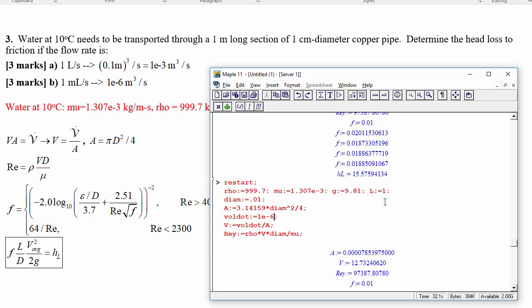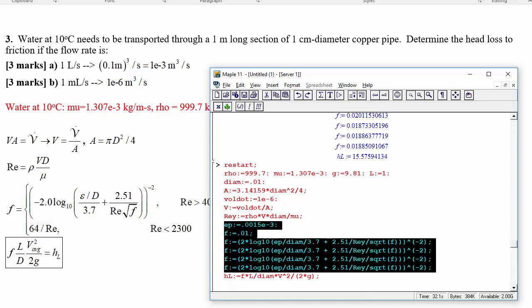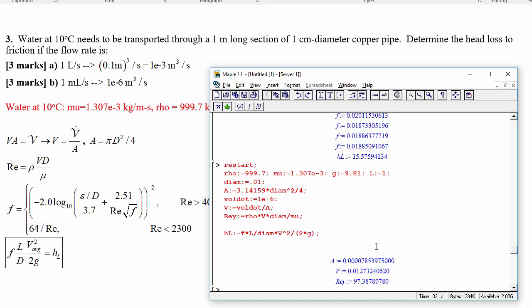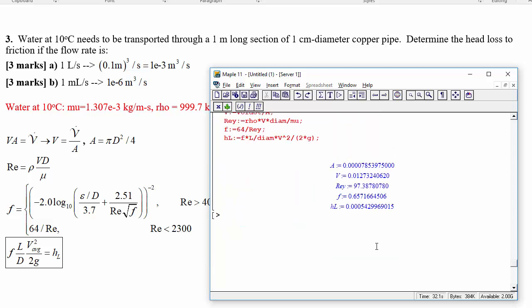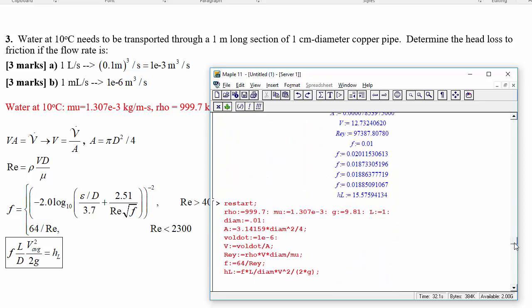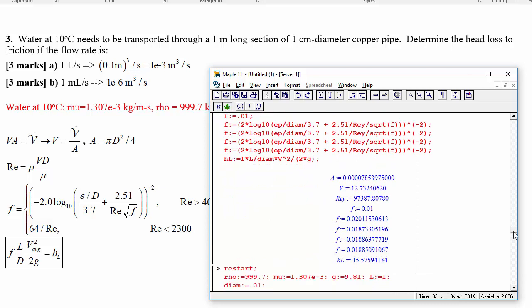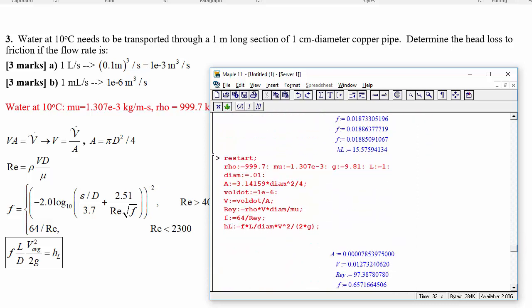Same problem, except now the flow rate is 1e minus 6. So Reynolds number is 97. And that means we're going to change what we wrote before. Rather than caring about the roughness and using the Colebrook equation, in laminar flow the friction factor is just 64 divided by the Reynolds number. So the head loss this time has ended up being way, way smaller. Friction factor actually is larger than it was in the turbulent flow.